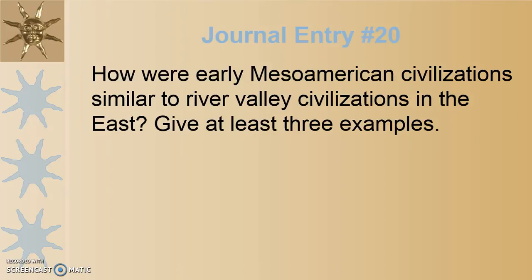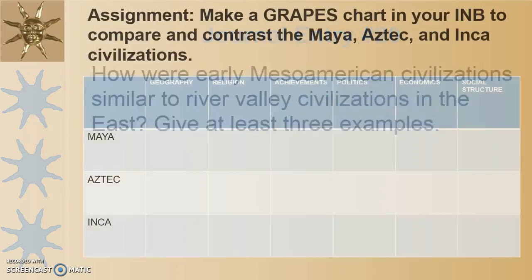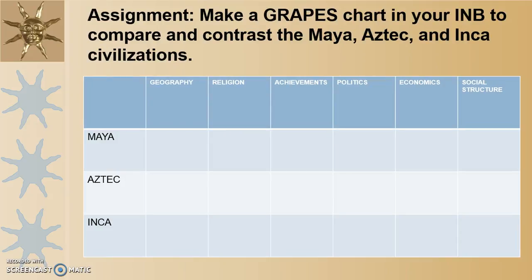Okay. And lastly, you have a really quick activity. You are going to make a chart in your notebook to compare and contrast Maya, Aztec, and Inca civilizations. So it's a GRAPES chart, so you have geography, religion, achievements, politics, economics, and social structure. You can use examples from your notes, or you can research some online, but I want at least 3 points on each of these squares. So 3 examples of geography of the Maya, of the Aztec, and the Inca, and that's going to go again in your notebooks.